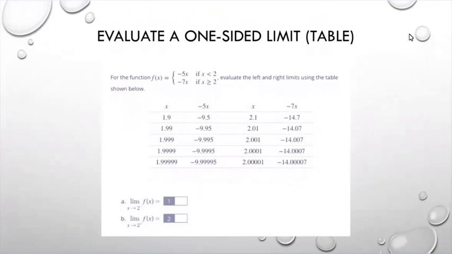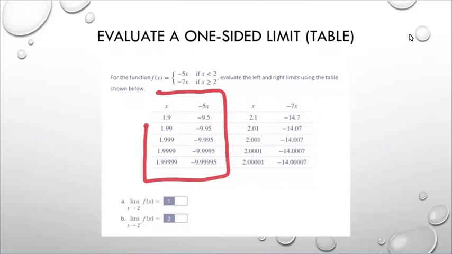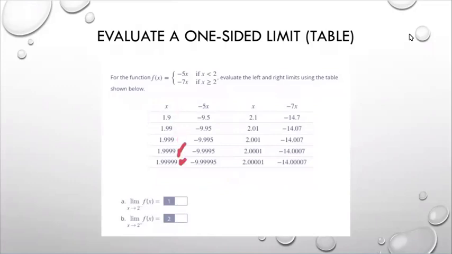For this example, we have a piecewise function. It's minus 5x if x is less than 2, and minus 7x if x is greater than or equal to 2. So we have two linear functions. And what is given to you in here is for one part, right? So we are evaluating x equals 1.9, 1.99, 1.999, and so on. So we are approaching 2, as you can see in there, and we are approaching 2 from the left side.